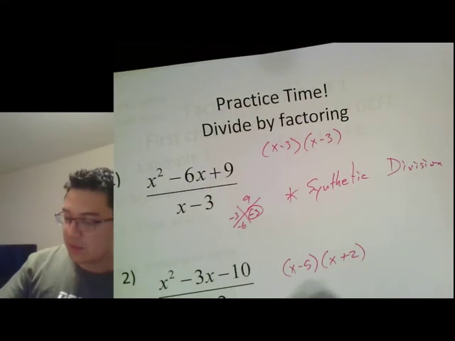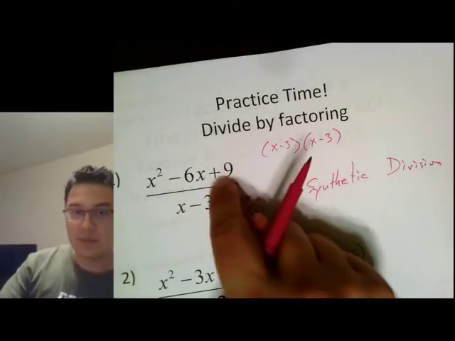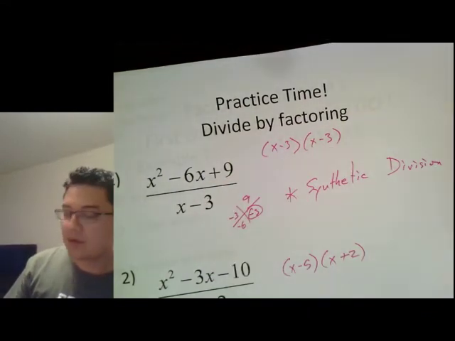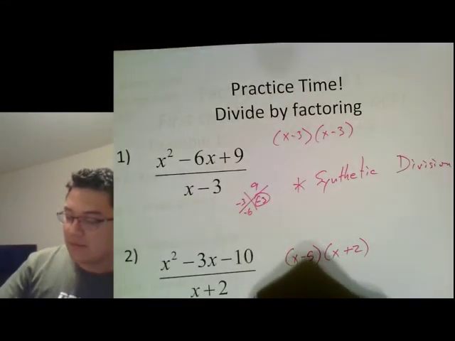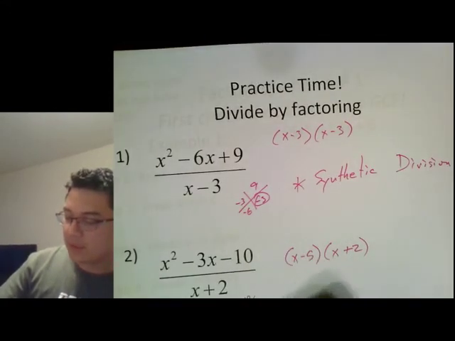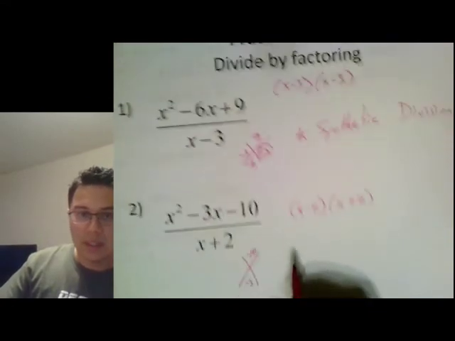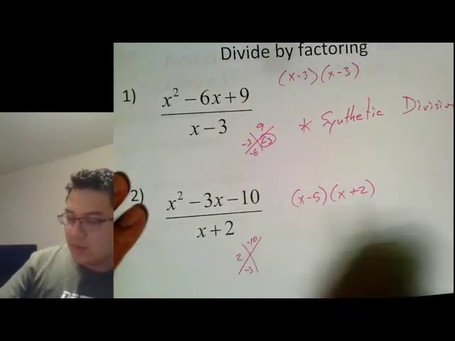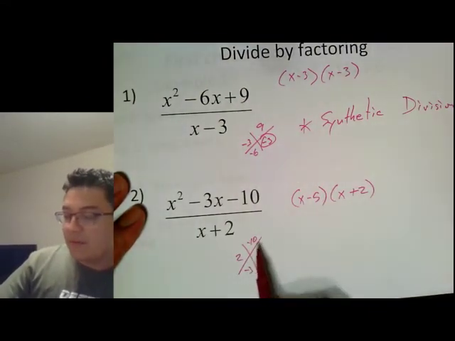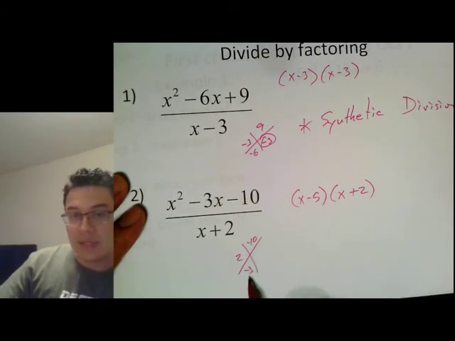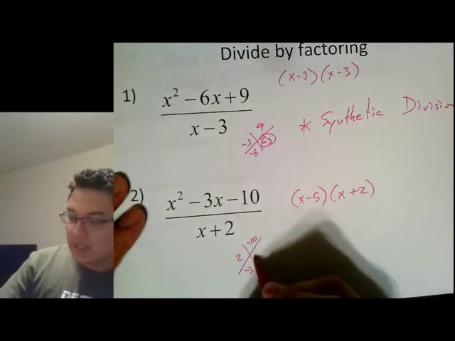Let's look at the second one here. This is the answer for this one, by the way, if you want to try factoring this one out. Same thing here. We're going to have -10 up top and -3 on the bottom, and we're told that +2 is going to be one of the values. So we're looking for factors of -10 that add up to -3, and one of the factors must be 2. The other one is going to be -5.